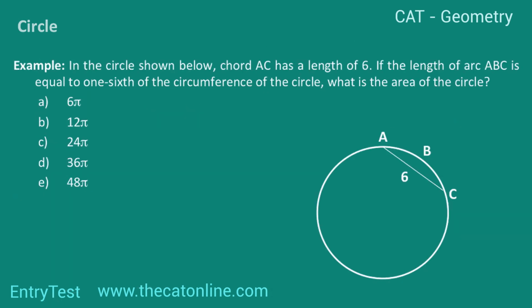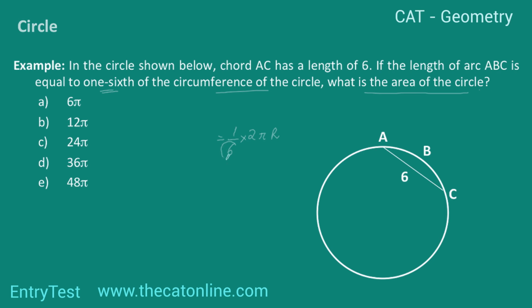Let's look at a question. In the circle given below, chord AC has a length of 6. If the length of arc ABC is equal to 1/6 of the circumference of the circle, what is the area of the circle? Now what is given to you is the length of the arc ABC. The length of this arc is 1/6 the circumference of the circle. So the circumference of the circle is 2 pi r.